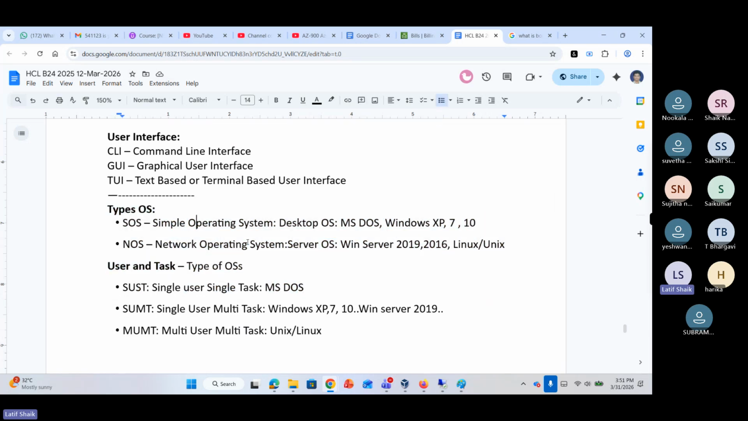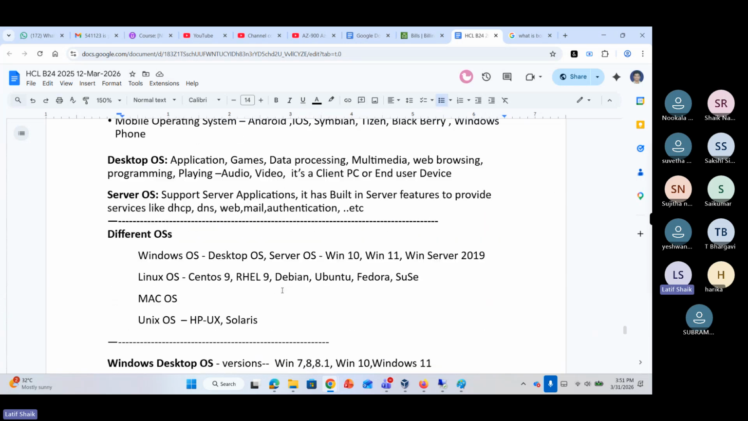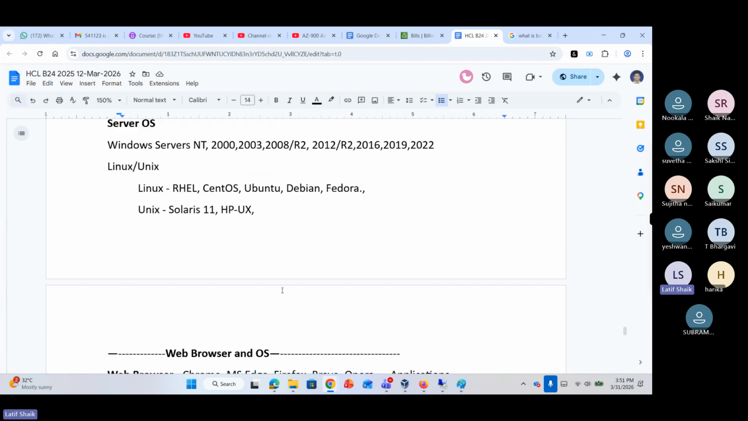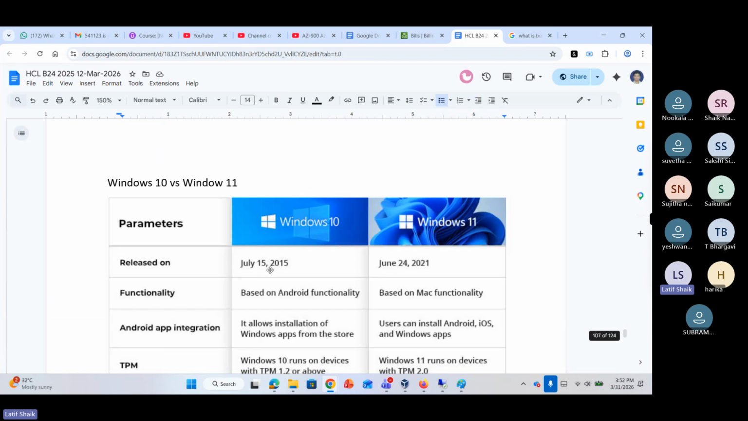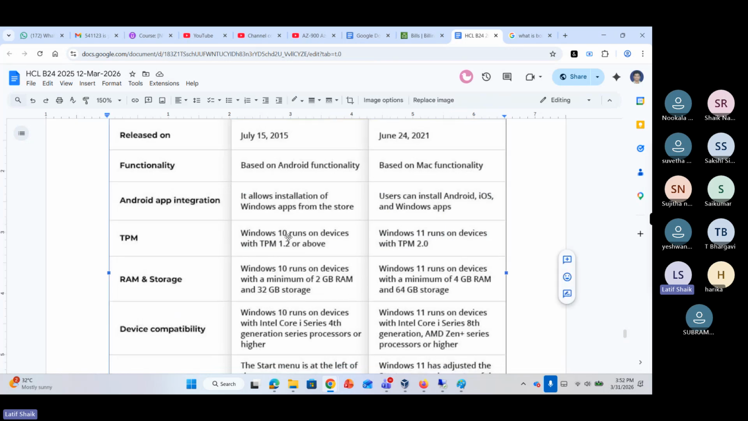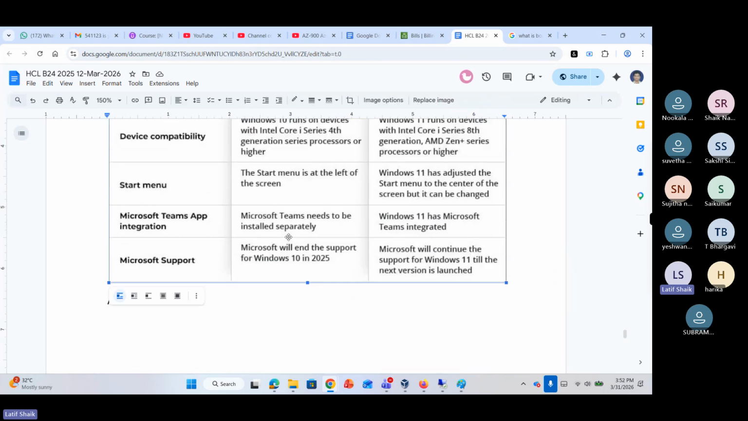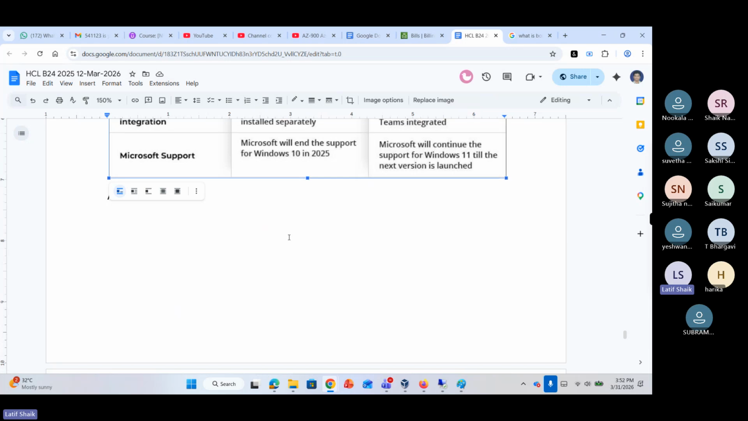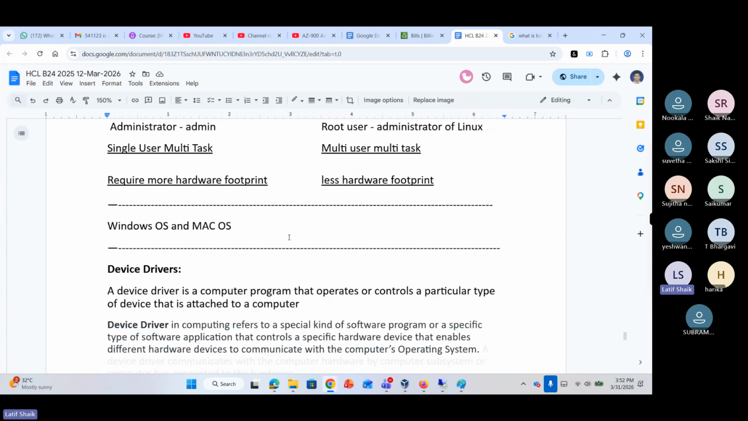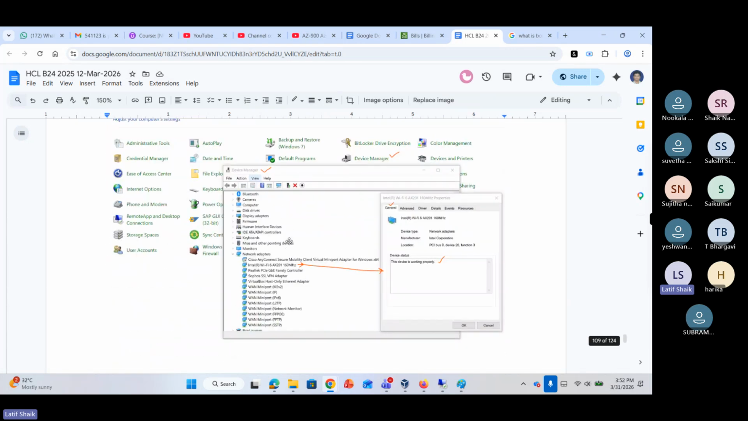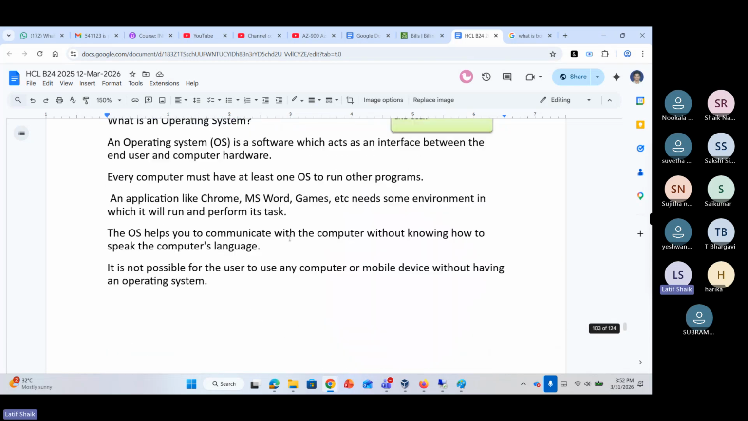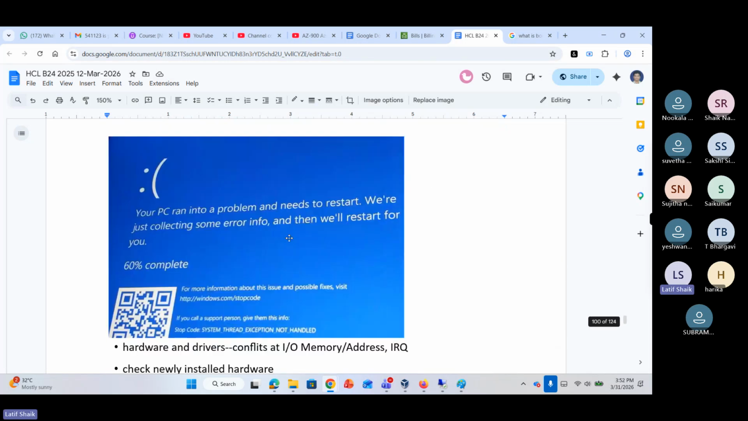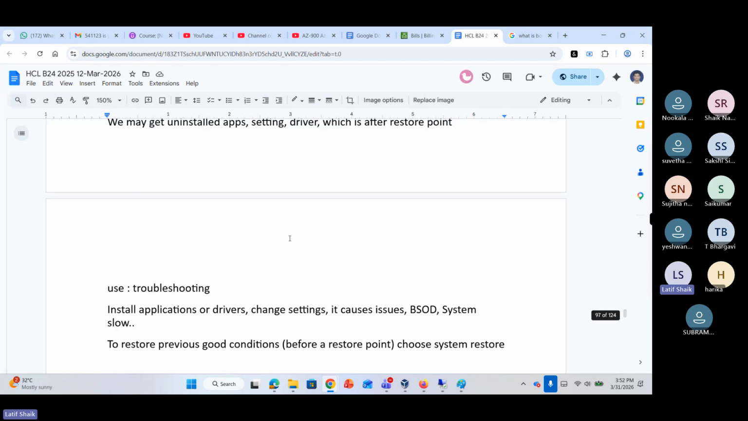This is again important: what are the types of operating systems? A few things I've given in the notes. We'll see that if possible. What is the Windows 10 and Windows 11 difference, Windows and Linux differences, device drivers? This we will discuss tomorrow. So we'll complete the remaining hardware troubleshooting.